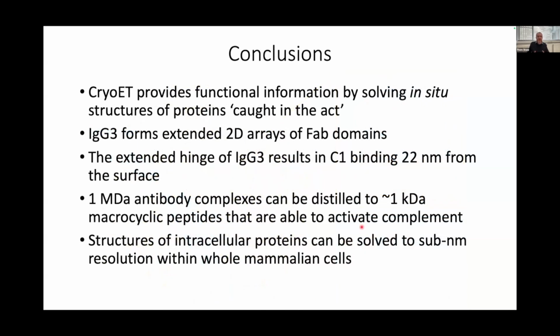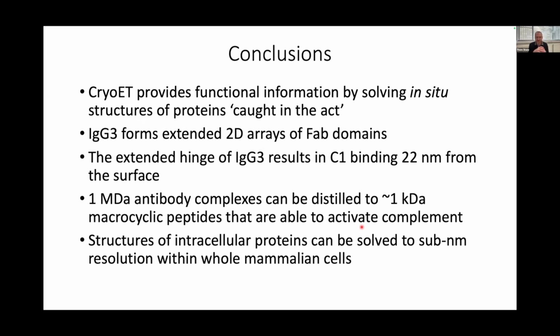So to conclude, I've shown you that cryo-electron tomography provides this functional information by solving in situ structures of proteins caught in the act. IgG3 forms these extended 2D arrays of Fab domains, and the extended hinge of IgG3 results in the Fc portion being a long way from the membrane. I didn't have time to talk about the functional consequences of that, but there's a lot of them. I also showed you how the structure could be taken from a 1 megadalton antibody complex and distilled into a small peptide that's still able to activate complement.